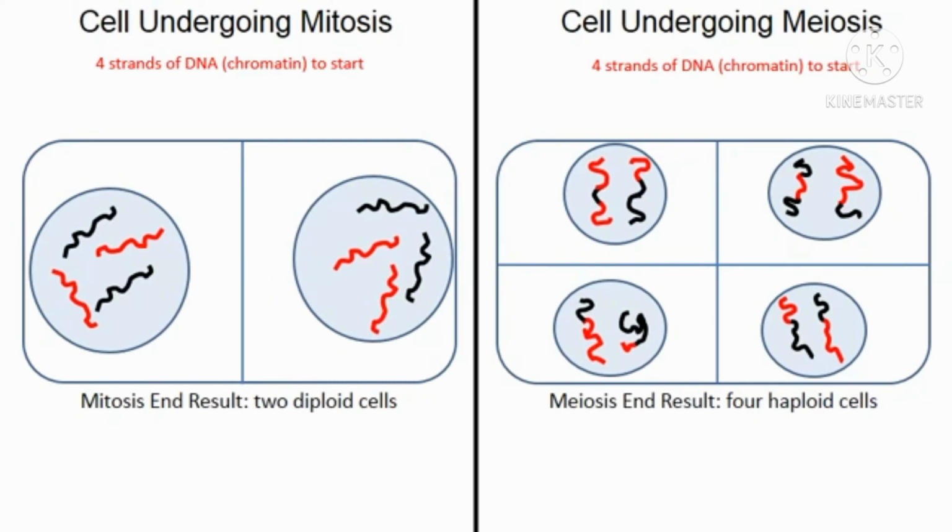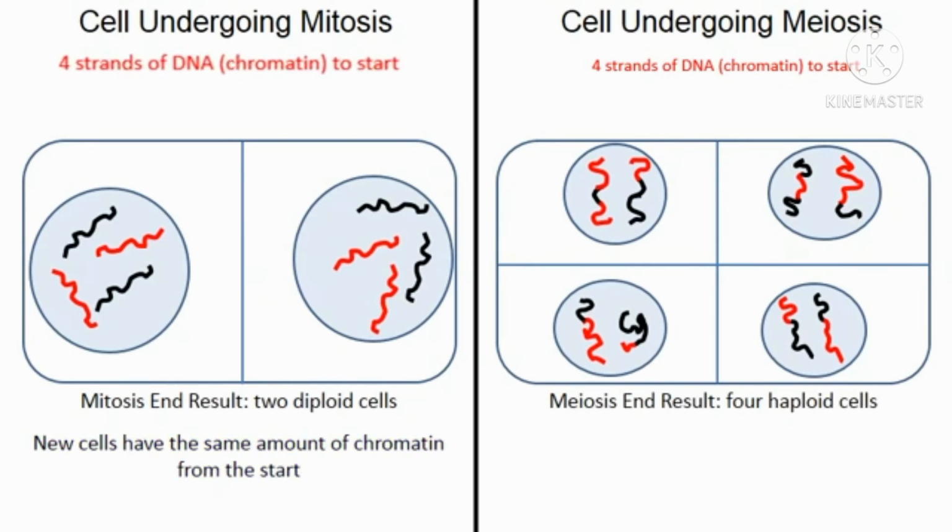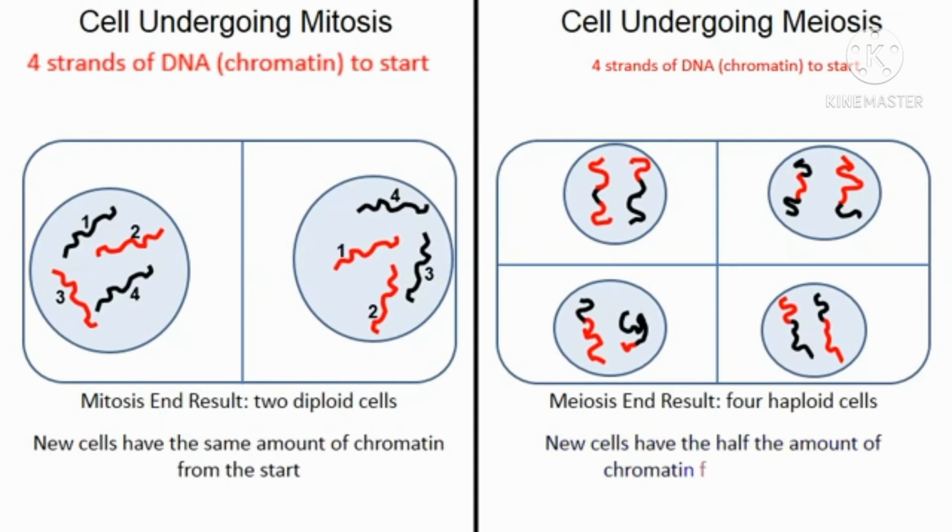Now, let's look at the cells on the left. The cells on the left have the same amount of chromatin as we started with. We put a note that 4 strands of DNA started, and notice there's 4 strands of DNA in the 2 cells created by mitosis. Now, look at the right and see. I know that there are 4 strands of DNA to start, but the new cells only have half the amount. They only have 2 strands of DNA. This is because of the second round of meiosis. We created haploid cells on the right.